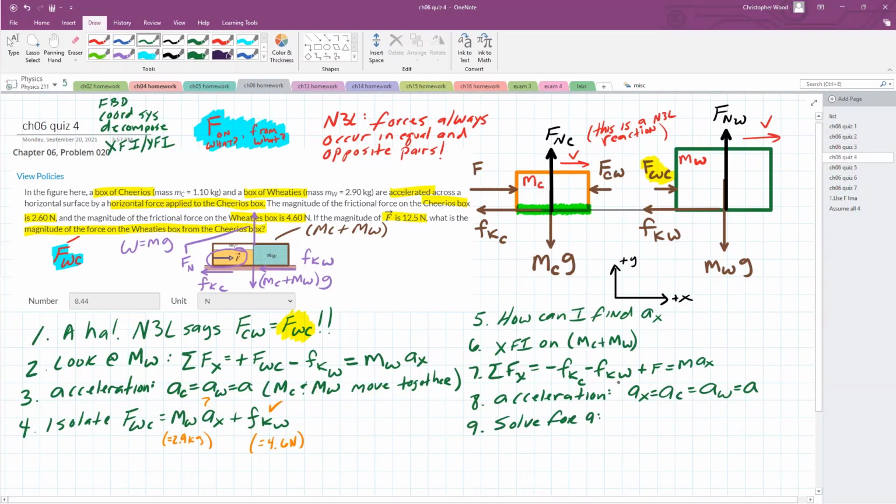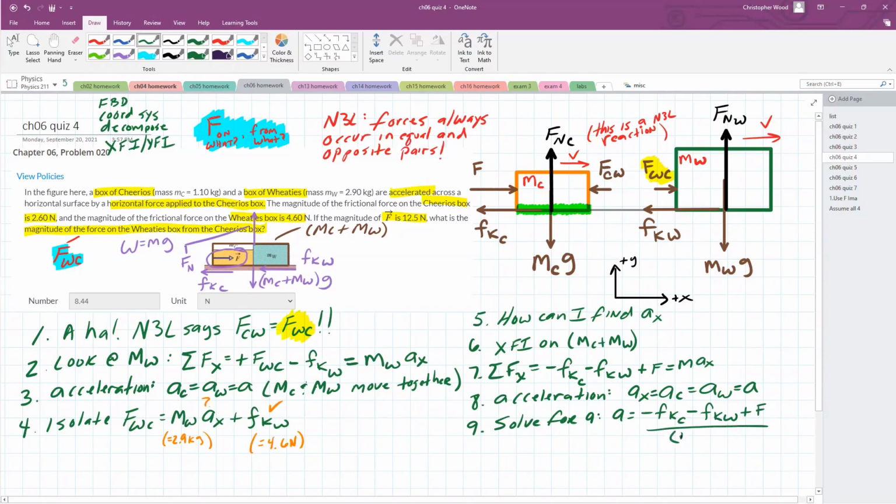So from step 7, here's what I get for A. A equals minus F_KC, and I know numerically what that is, minus F_KW, I know that numerical value, plus F, I know that numerical value, divided by M.